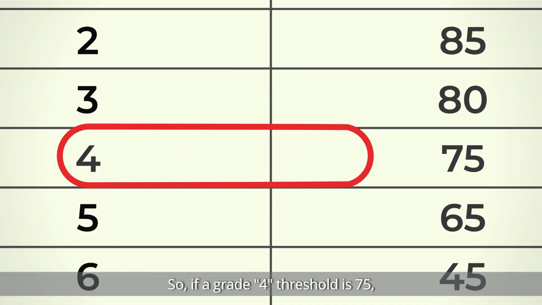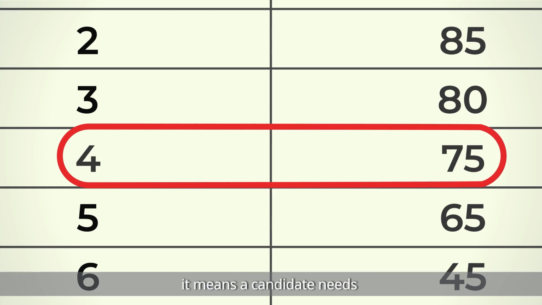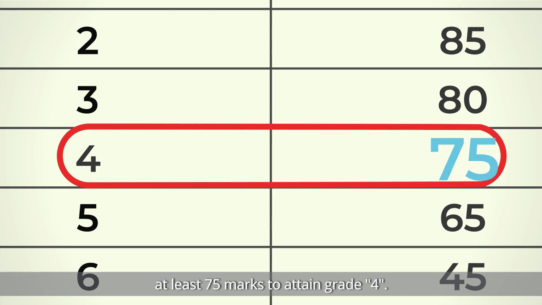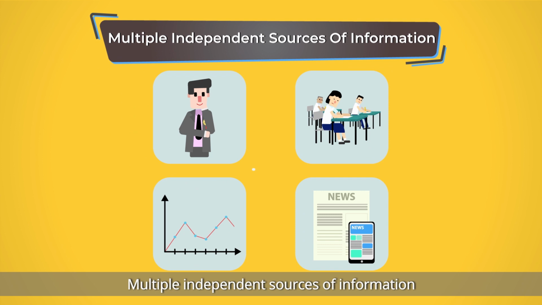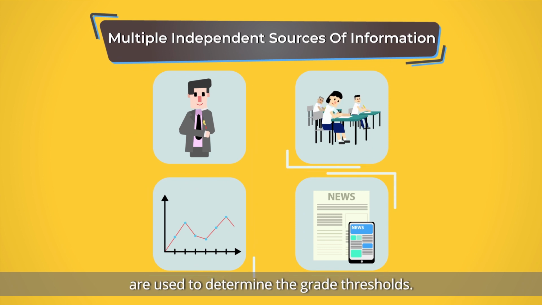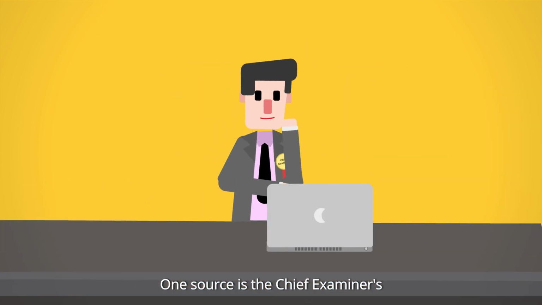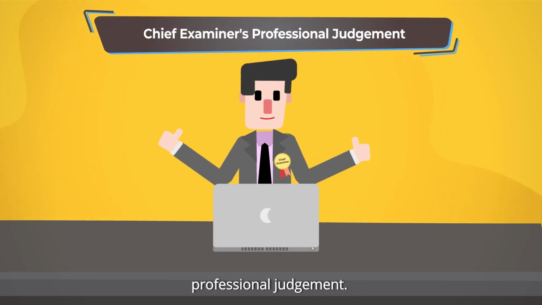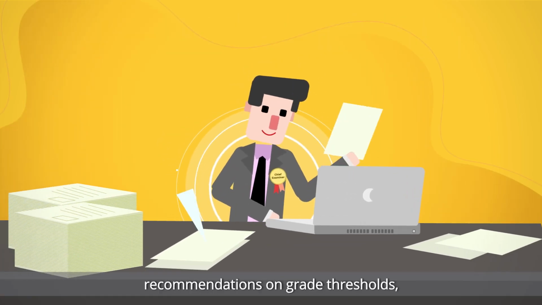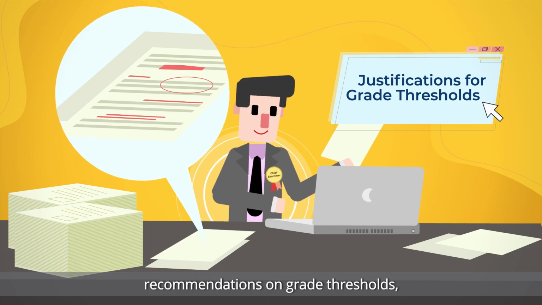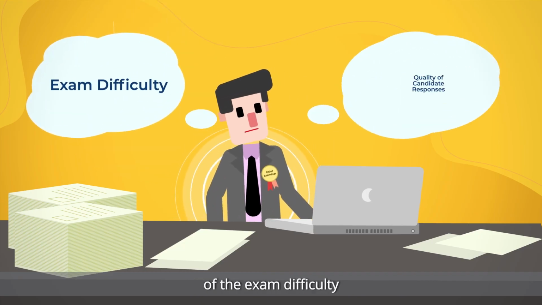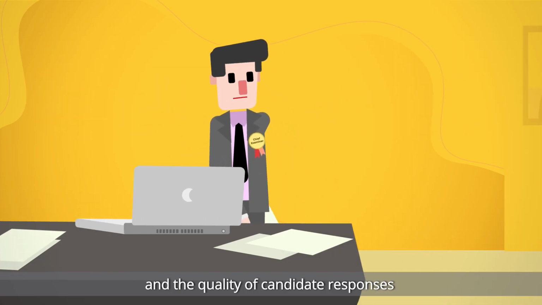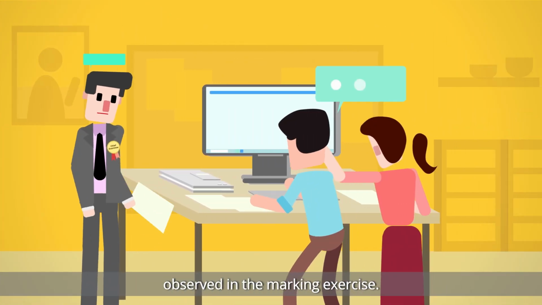So, if a grade 4 threshold is 75, it means a candidate needs at least 75 marks to attain grade 4. Multiple independent sources of information are used to determine the grade thresholds. One source is the Chief Examiner's professional judgment. The Chief Examiner makes recommendations on grade thresholds based on his professional judgment of the exam difficulty and the quality of candidate responses observed in the marking exercise.